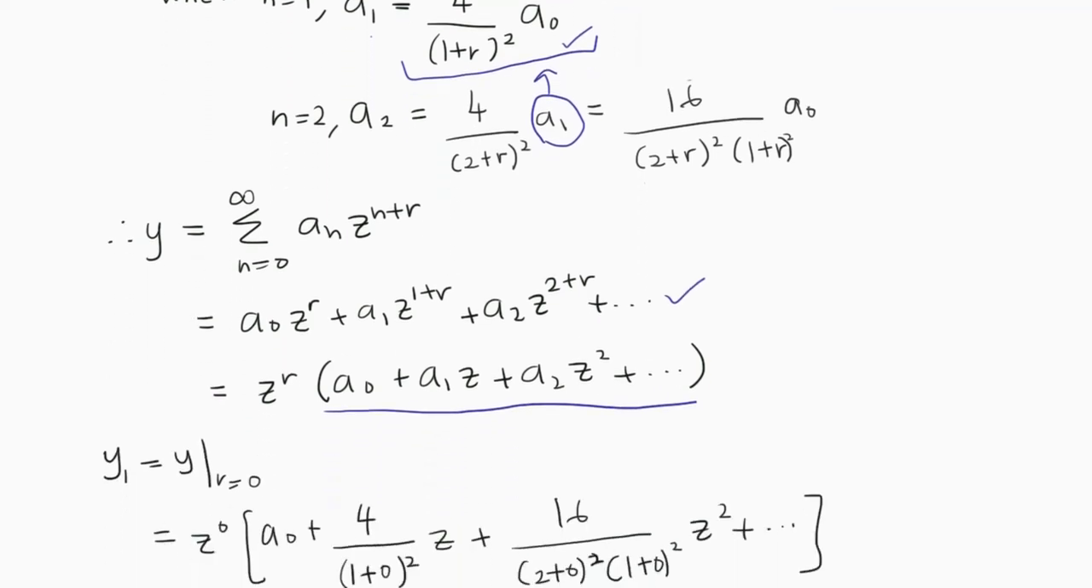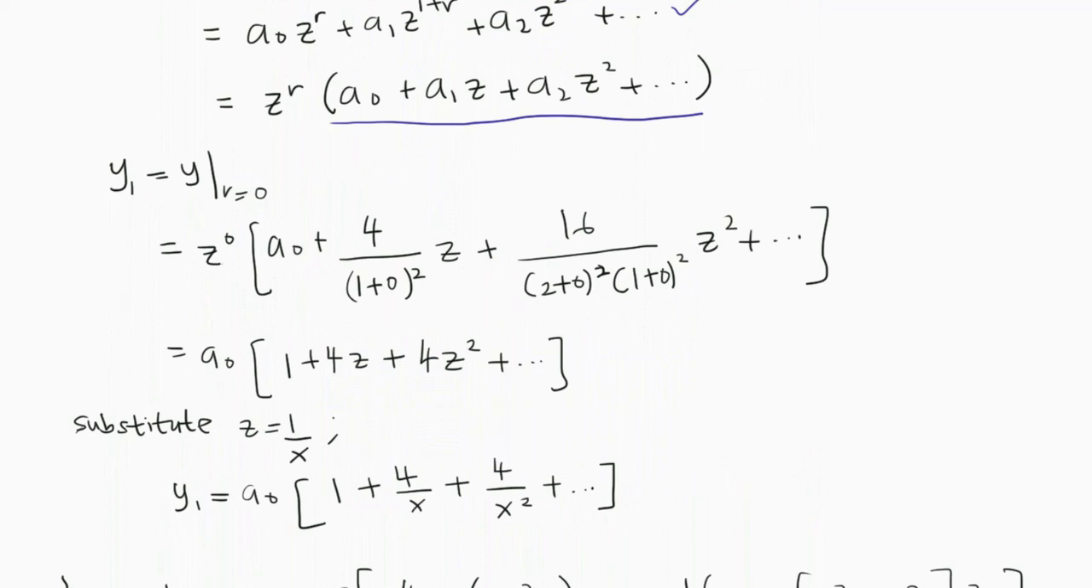Okay, next would be substituting r equal to 0 in y to obtain y1. So, y1 is equal to z to the power of 0. Substitute r equal to 0 in our equation. And here is 4 over (1 plus 0), here (2 plus 0), and here is also (1 plus 0). Okay. So, we have a naught in bracket 1 plus 4z plus 4z squared plus until infinity.